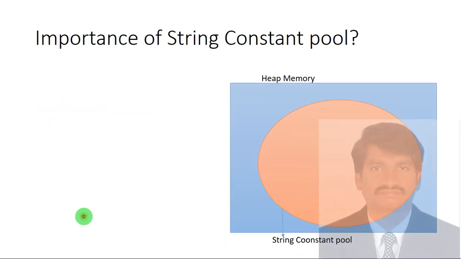The importance of string constant pool. Guys, this is a very important question. Why are strings created in the string constant pool? Why did they define the string constant pool? Let us see, guys, with an example. I am trying to create String s1 is equal to Sachin. It will create one string object in the string constant pool with content Sachin, and s1 will point to Sachin because the string doesn't exist here.